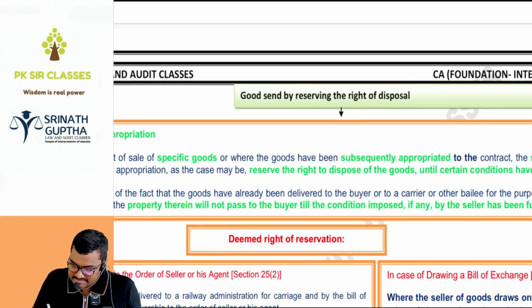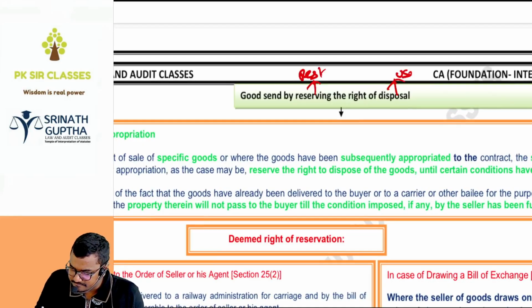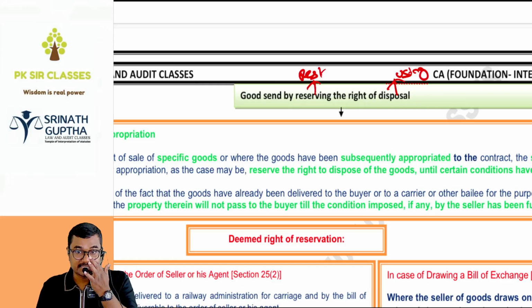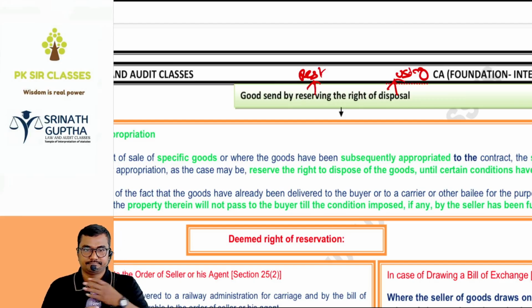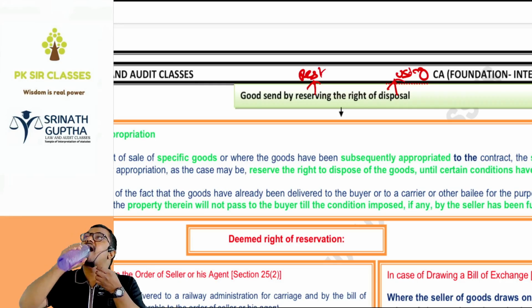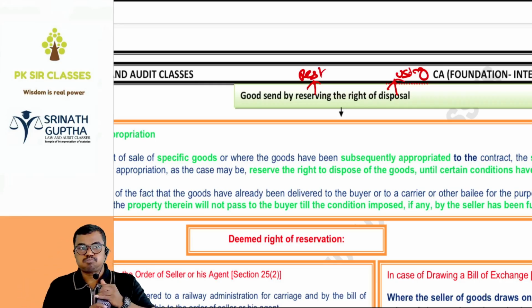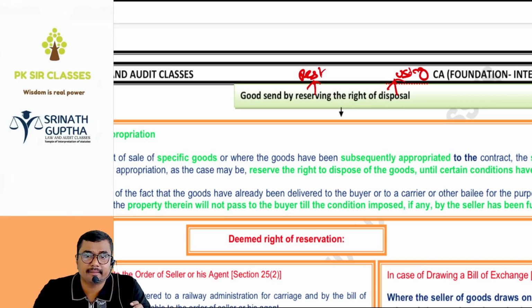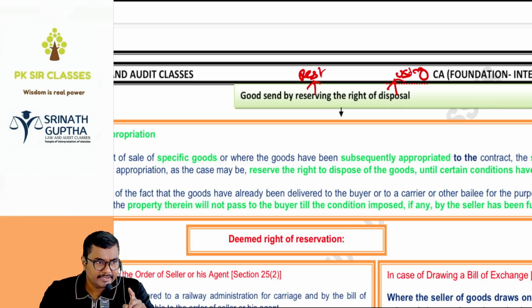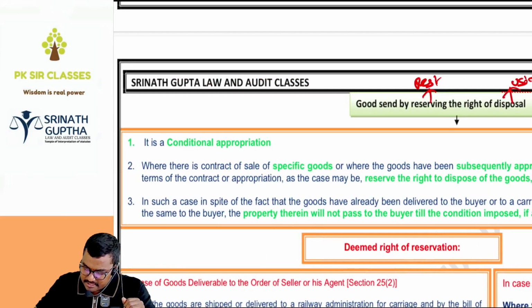Reserving means restricting. Disposal means using. Restricting the right of the buyer from using the goods until some condition is satisfied. Generally the condition will be non-payment of the price. Until you pay the price, I will not give the ownership. Until you pay the price, I will not allow you to use it. It is a conditional appropriation.